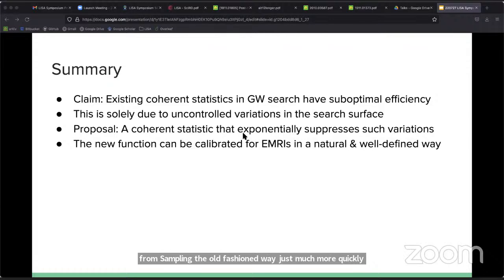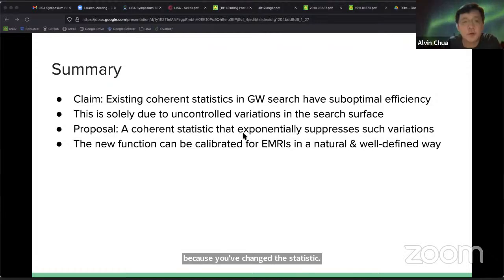So you don't have to worry about implicitly reweighting the prior, basically, because you've changed the statistic. Yeah, that's sort of correct.